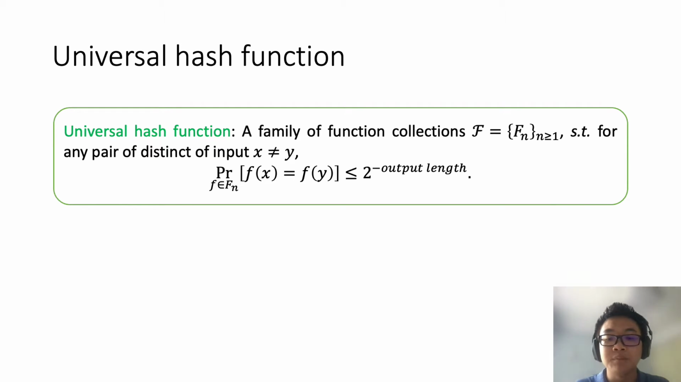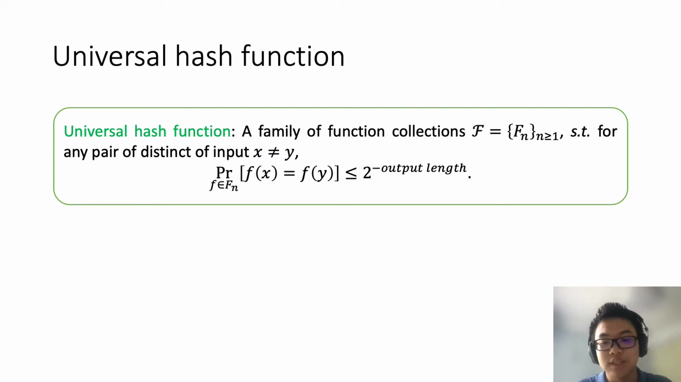Okay, here comes our main character, the universal hash function. As you may already know, the universal hash function is a family of function collections such that for any pair of distinct inputs, the probability of the hash function collide is 2 to the minus output length. Here we view the universal hash as a collection of functions, so the seed can be viewed as uniformly selecting a function from the collection Fn.